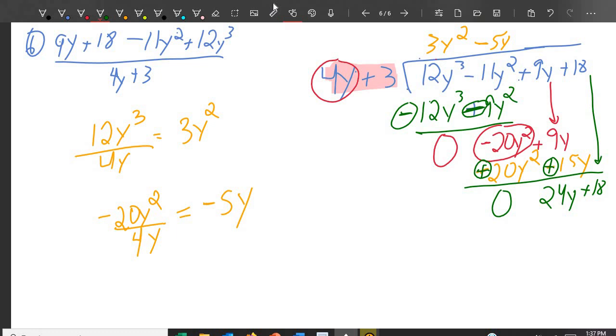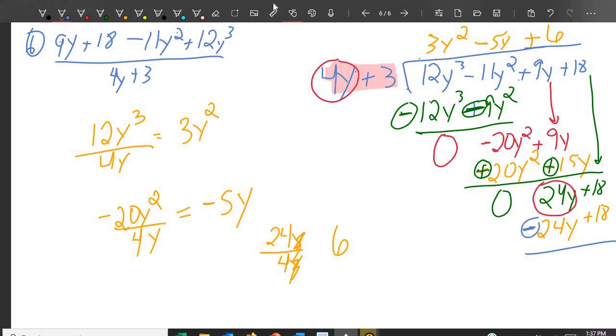Alright. Then we're going to start all over. We're going to take the 4y and divide it into the 24y. So 24y divided by 4y. Well, the y's cancel out. 24 divided by 4 is 6. So we're going to put a plus 6 up top. And multiply the 6 by everything in pink. 6 times 4y is 24y. 6 times positive 3 is positive 18. Now we're going to change the signs. That becomes negative. This becomes negative. So we'll get a 0 here and 0 here. So this is the final answer.